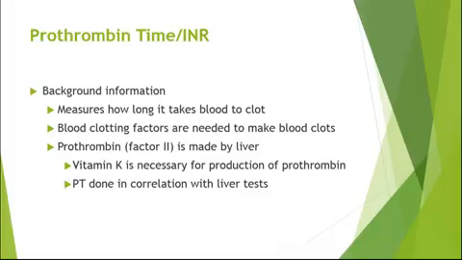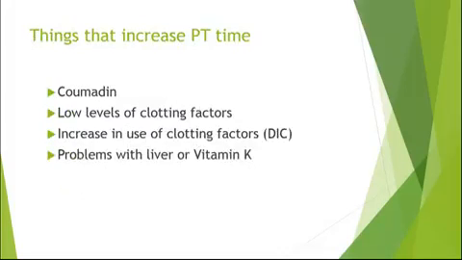Prothrombin is actually just a clotting factor. It's factor 2, and it's made by the liver. It is necessary to have vitamin K, though, to produce this prothrombin. So if you have a vitamin K deficiency, then it can affect your PT-INR. PTs are typically done in correlation with liver tests. So we may see ASTs, ALTs being performed with this because the liver is essential in producing and taking that vitamin K and producing the prothrombin, which again affects clotting time.